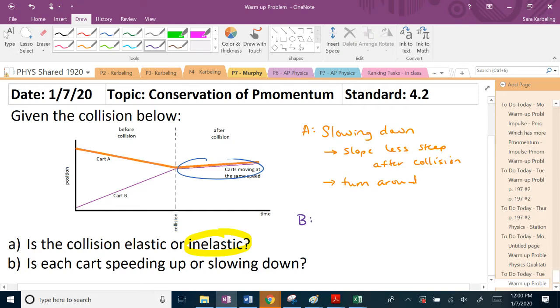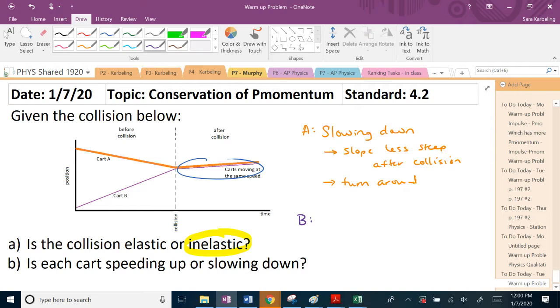All right, let's talk about cart B. Is cart B speeding up or slowing down? I'm hearing both. Actually, I don't want to vote yet because that's kind of scary. Talk to your table mates. Go right now. Cart B, is it speeding up or slowing down? All right. Do you have an answer now that you've had a chance to discuss a little bit?